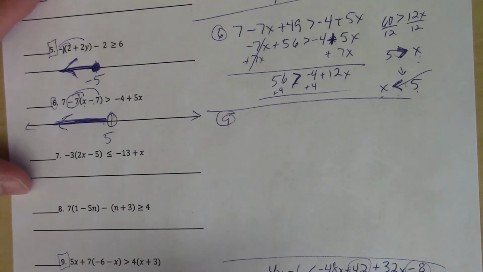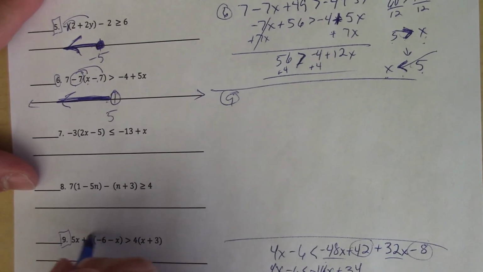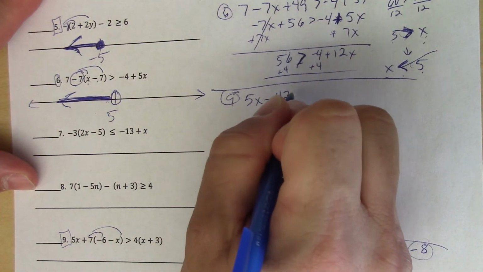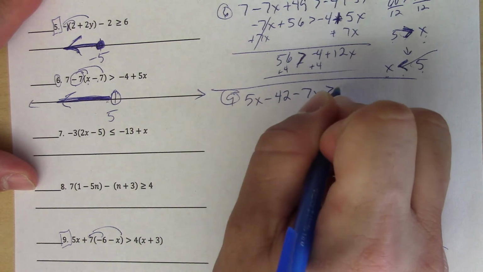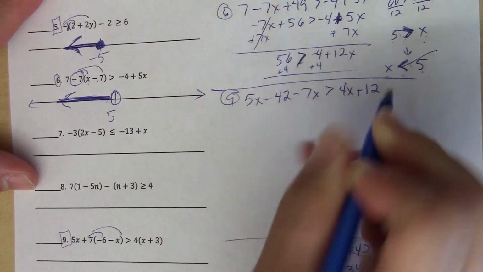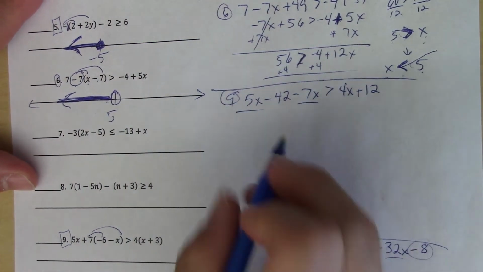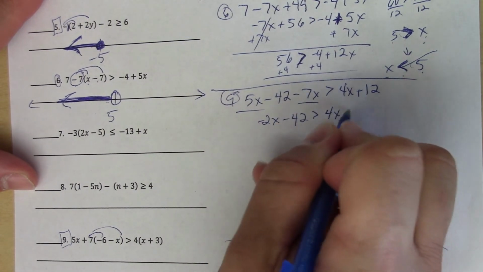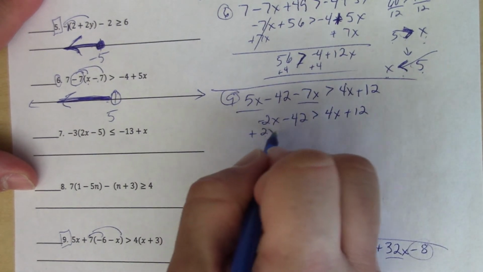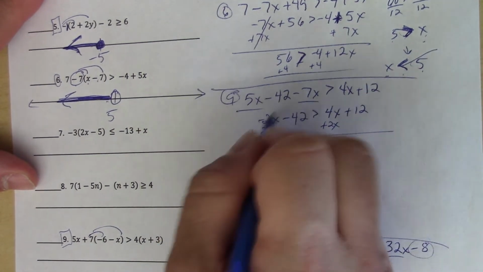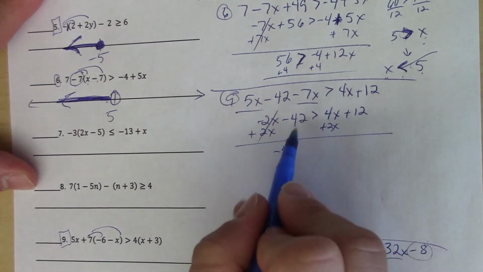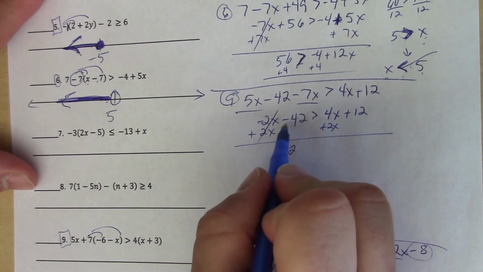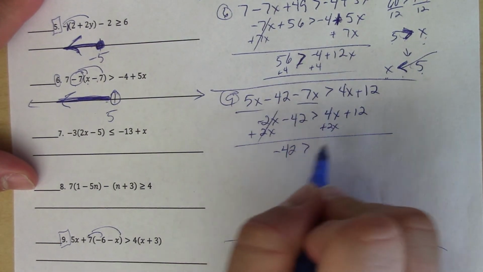All right, last one, number 9. I'm going to distribute here on number 9 first. I'm going to write it up here as 5x minus 42 minus 7x greater than 4x plus 12. Combine these two terms here to give me negative 2x minus 42. And then like everything else, I'm going to make my x positive, so I'm going to move it to that side. Again, if you wanted to add 42 first or subtract the 4x over here, however you like to work that. Just remember the minus stayed attached to that 42.